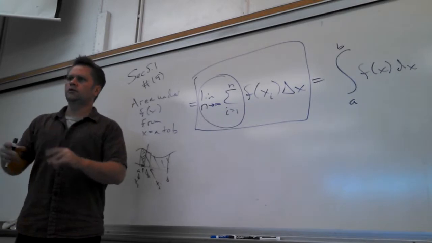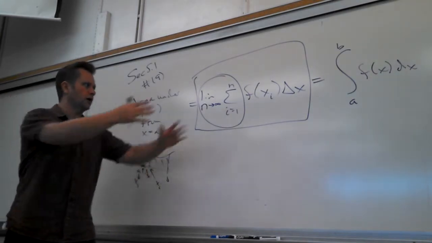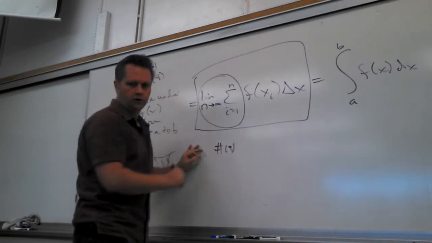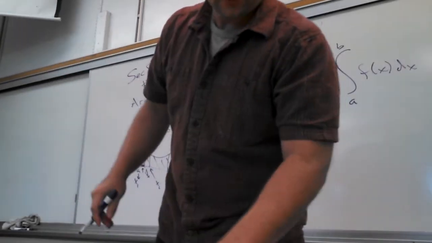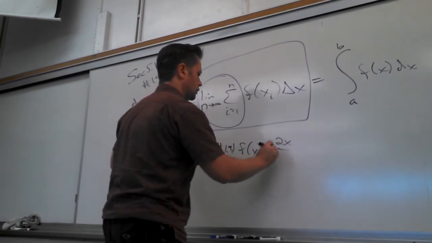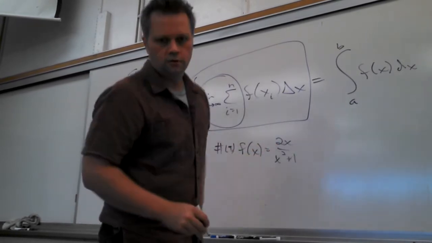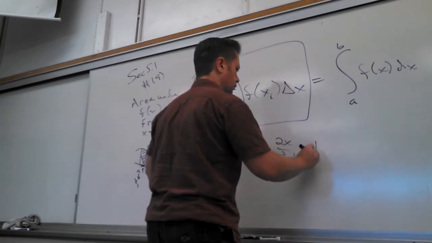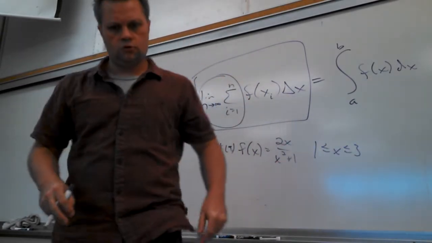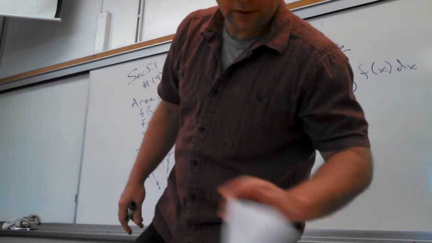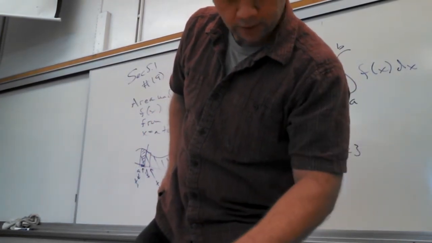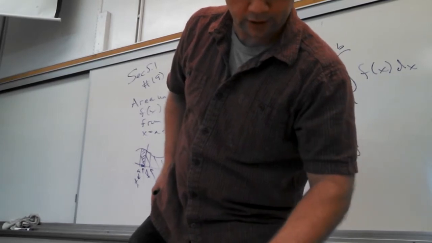Okay. So, all you got to do now is fill this in. For number 19, they give you a function. They say f of x is 2x over x squared plus 1. They want to go from 1 to 3. How deep did they get into this? Let's see. They got a little bit into it. Okay. All right. I like it.